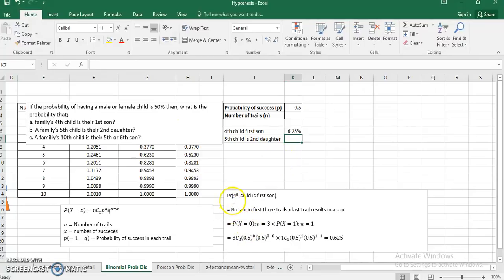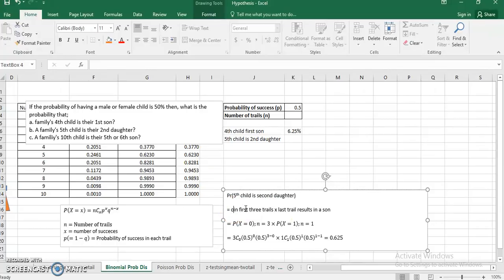So if I just amend this particular thing, now I'm interested in the fifth child being the second daughter. So what is going to happen? Now I need one daughter in the first 4 trials, because for the fifth child I'm talking about the first 4 children, and the last trial results in a daughter. So I need these two things, and then only my question can be answered.